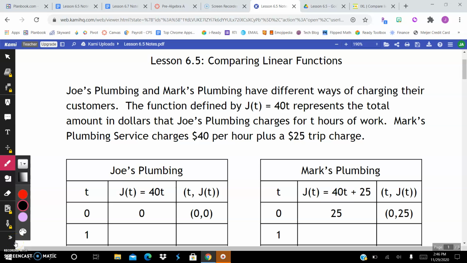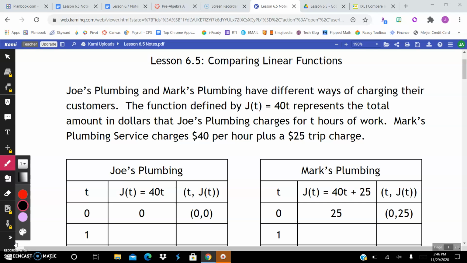For section 6.5, we are going to compare linear functions. To start off, we have Joe's Plumbing and Mark's Plumbing, which have different ways of charging their customers. The function defined by J of t equals 40t represents the total amount in dollars that Joe's Plumbing charges for t hours of work. It's called J because it's Joe's Plumbing, and t is our hours, our time. We would simply multiply however long Joe works by 40 to represent how much he's going to charge.